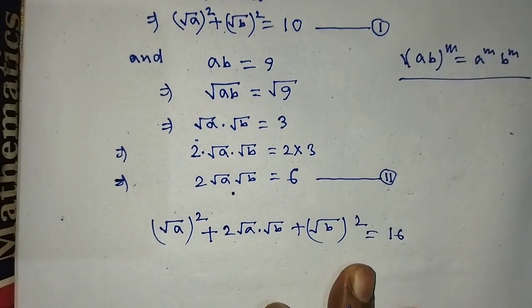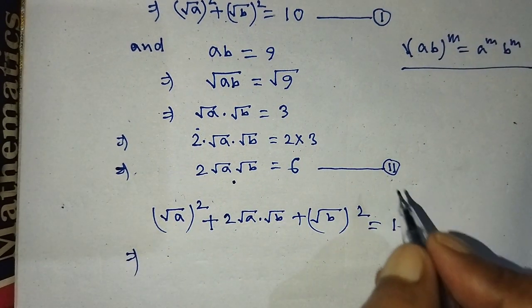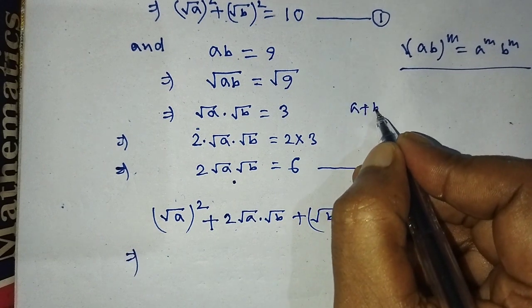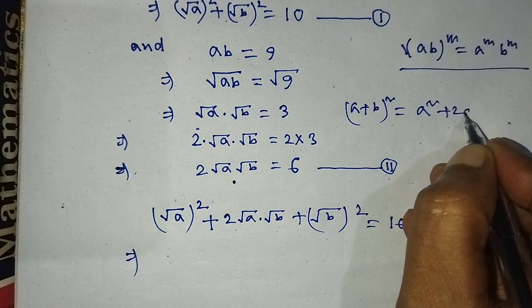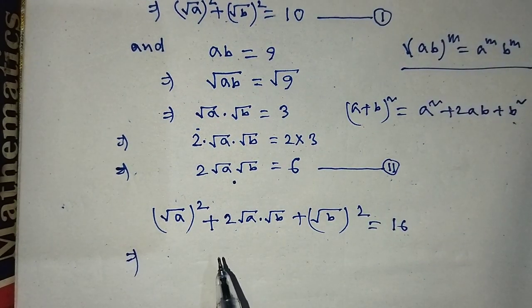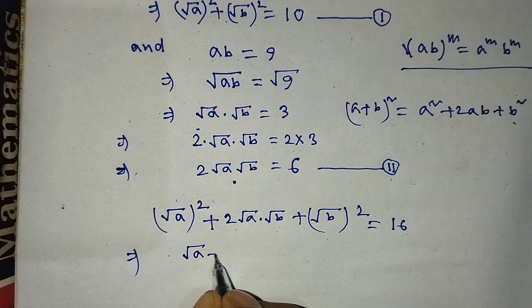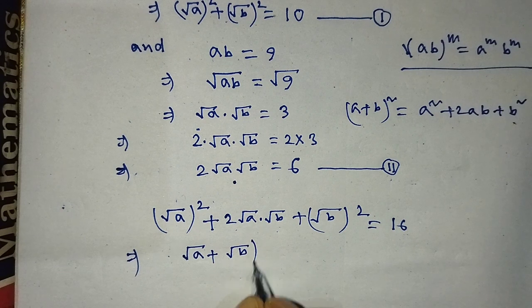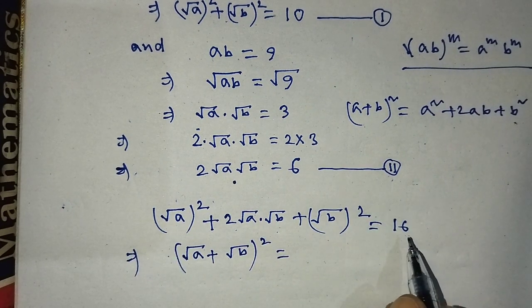After that, to simplify the LHS of this equation we have to apply the formula a plus b whole square is equal to a square plus 2ab plus b square. So we apply this formula on the left hand side. We can write root a plus root b whole square is equal to, on the right hand side, 16 in square form.